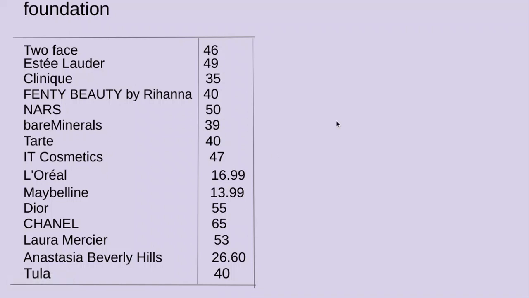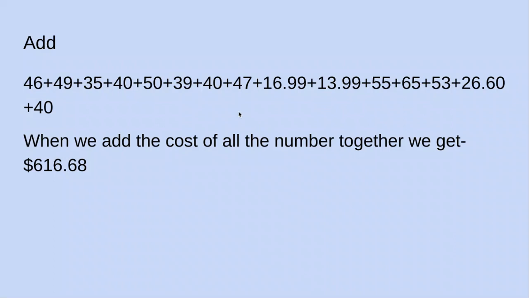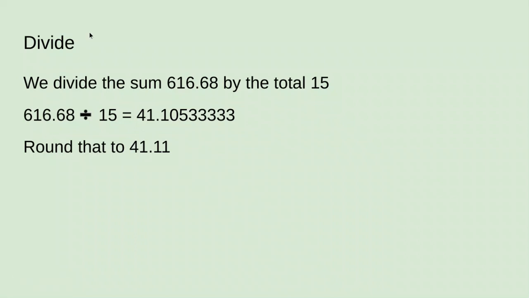Now, if we're going to find the average, we need to add all of these numbers together. And when we add up all the costs together, we get $616.68. The next thing we're going to do is divide. So we divide the sum, $616 and 68 cents, by the total, 15.